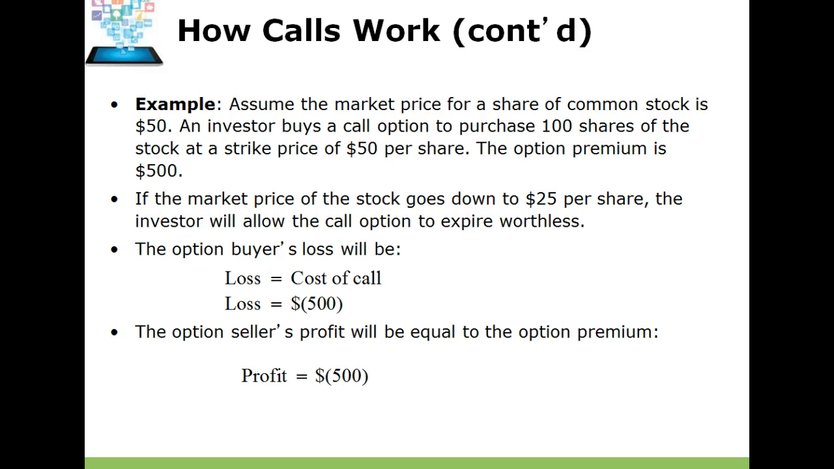Okay, so the market price of the common stock is $50. An investor buys a call option to purchase 100 shares of stock at $50 per share, and the premium's $500. So what if the market price of the stock goes down to $25 a share? The investor will just allow the option to expire, like that gallon of milk, and he'll lose the $500 premium he paid to buy the option, and that's it.